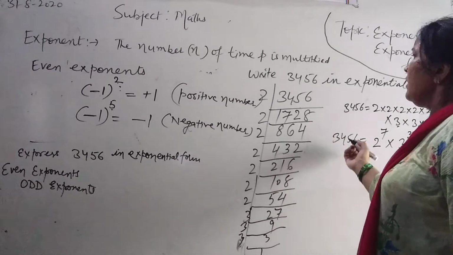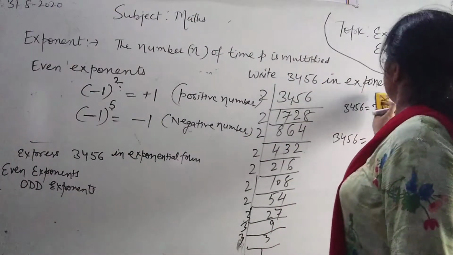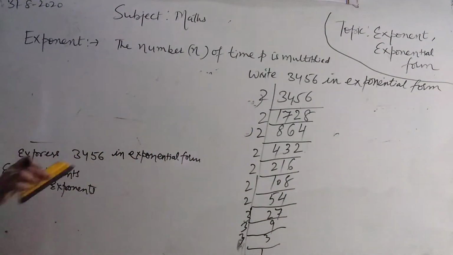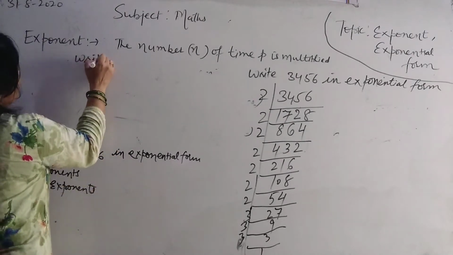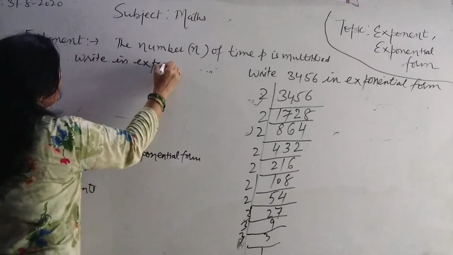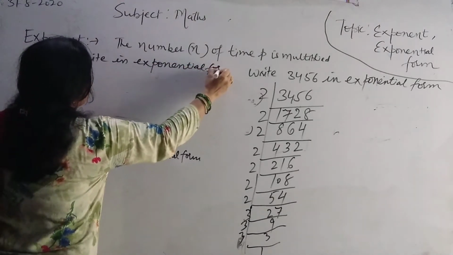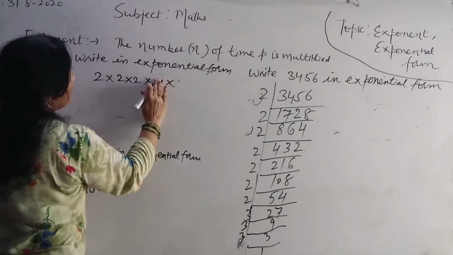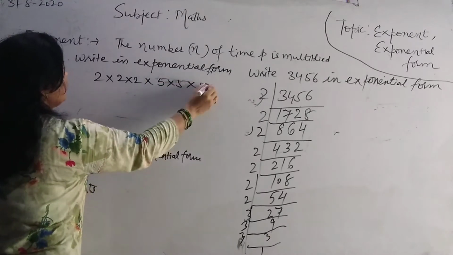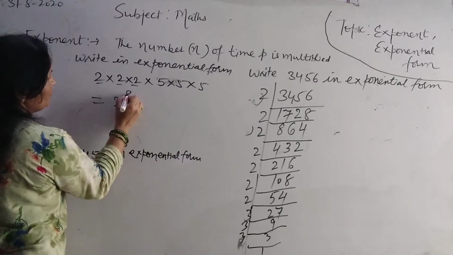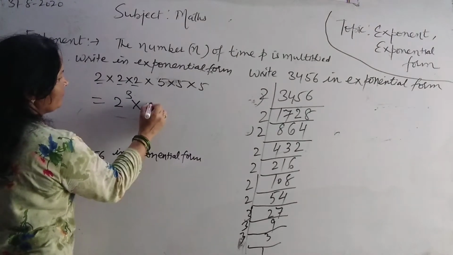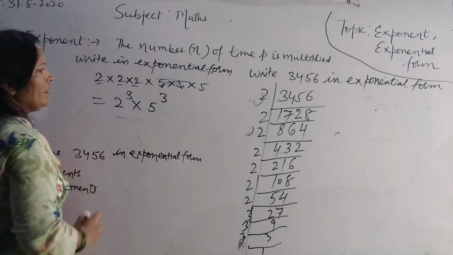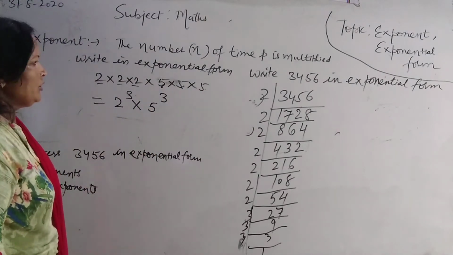Suppose you are given a question like this: write in exponential form. 2 is written 3 times, and 5 is written 3 times. Now, how will it be written? 2 is written 3 times, so 2 raised to power 3. Then the base 5 is multiplied thrice, so the power will be 3. This is called the exponential form.